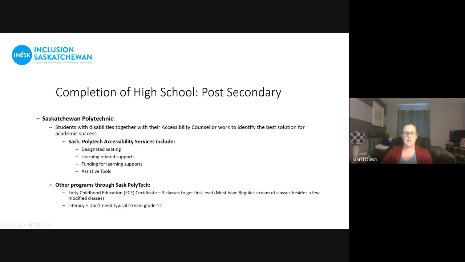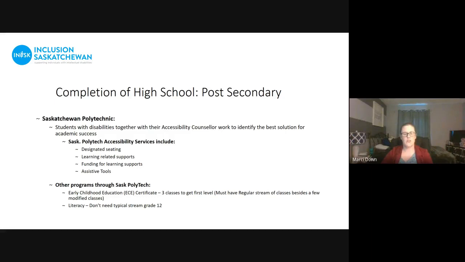Another option is Sask Polytech. That's another really popular one. So this is another place where you can go to an accessibility counselor who will talk about some of those accommodations that you want to make. And some of those could be designated seating, learning related supports, funding for learning supports, assistive tools. A lot of the accessibility counselors will actually apply for the funding that's needed for a lot of the supports, which is great because not everybody knows what those are.